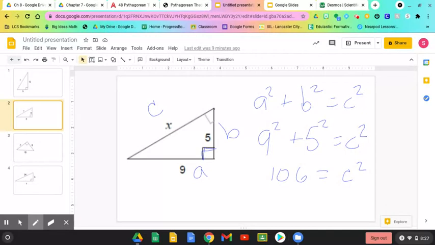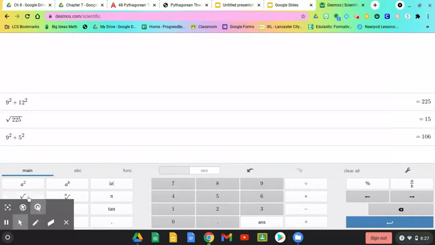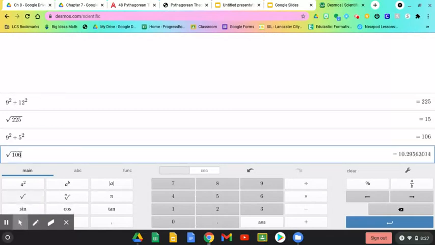Last step is to do the square root. So we do the square root of 106 in our calculator. So square root 106, and that gives me this decimal here.